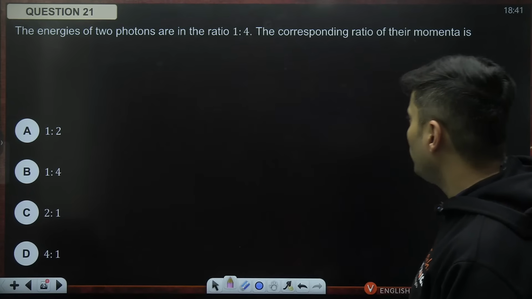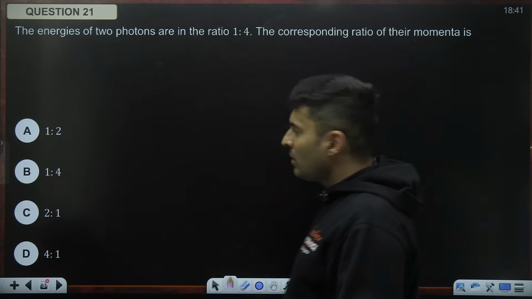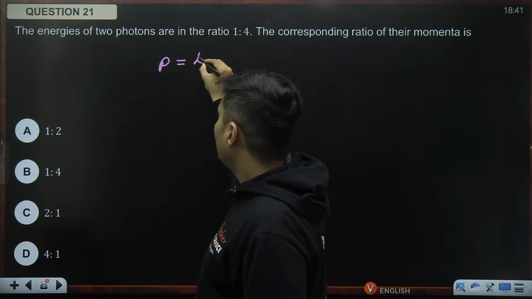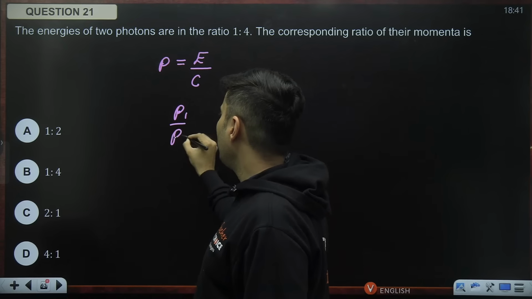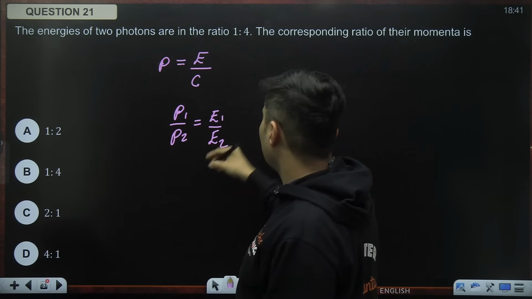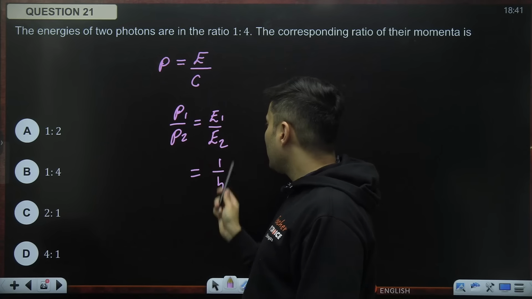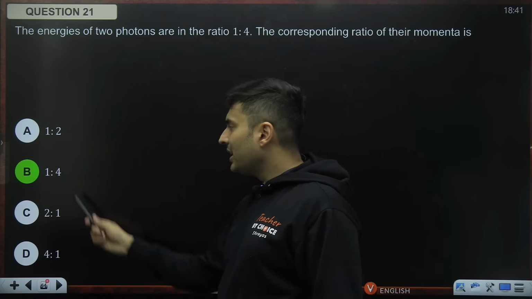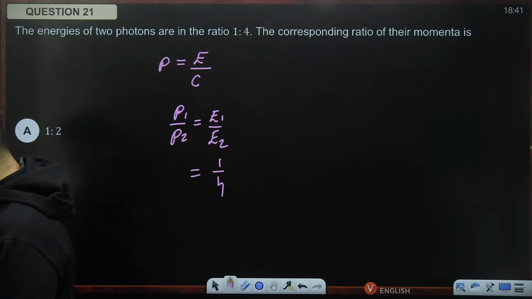The energy of two photons is in the ratio 1:4. What is the corresponding ratio of their momentum? Well, momentum is nothing but h by lambda, which is also energy by c. So P1 by P2 will be E1 by E2. The ratio of their momentum is asked, it will be in the same ratio as the energy, because the energies are in the ratio of 1:4. So momentum also 1:4. So hence option B. This was a very direct question. No, it is not option A, it is option B.